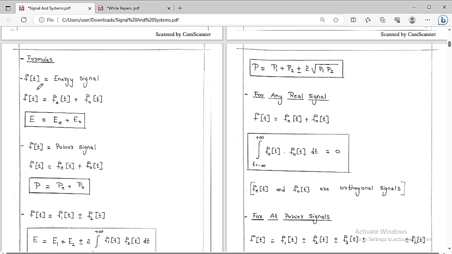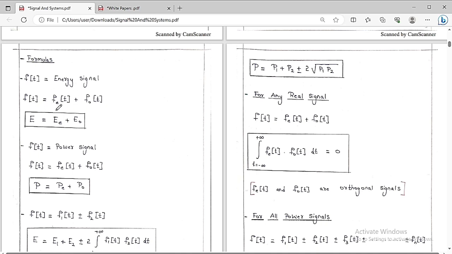So if you want to find the energy in the signal f of t, it is equal to the energy present in the even part of the signal plus the energy present in the odd part of the signal. So try to find the energy present in the even part and the energy present in the odd part, and add these two in order to get the overall energy present in the f of t signal.